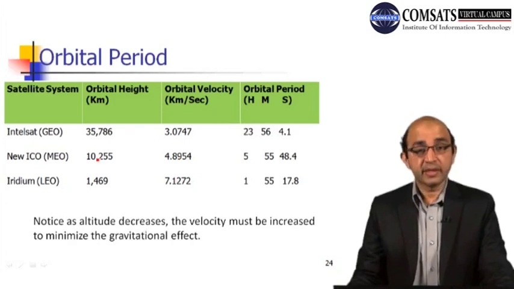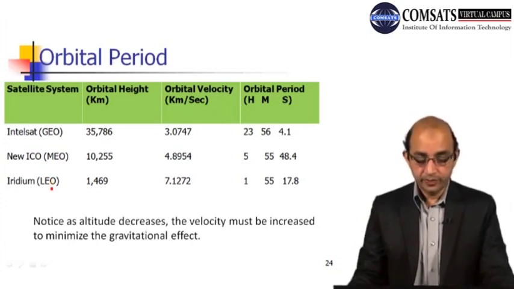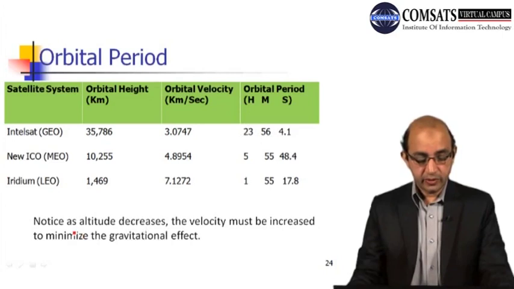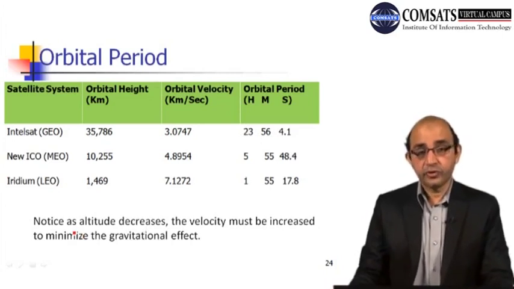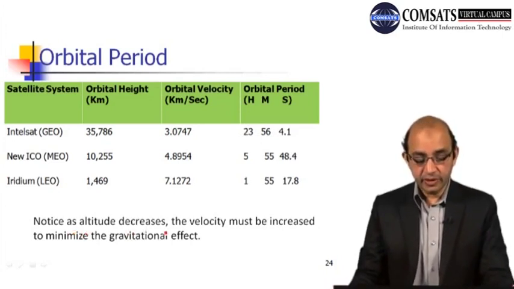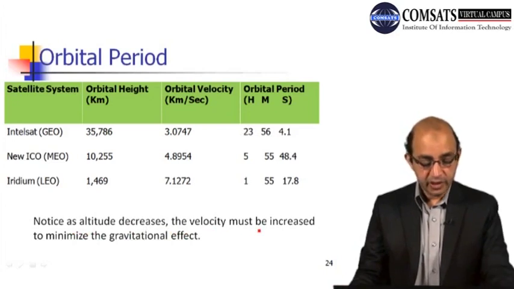orbital height is decreasing, right? So we are actually approaching close to the Earth. So LEO, 7.1272, so velocity is rising and the orbital height is decreasing. So we have noticed that as the altitude decreases, the velocity must be increased to minimize the gravitational effect.